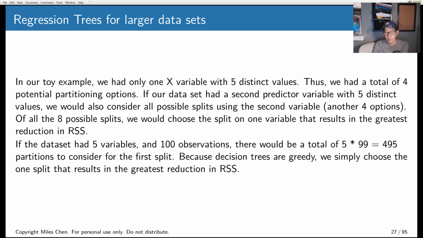If you have a bigger data set, let's say 100 observations and 5 variables, you would have a total of 495 partitions to consider, assuming all 100 observations had unique x values. So you would say, let's look at variable x1: there are 99 possible partitions to consider. Let's look at variable x2: 99 partitions to consider, and so on and so forth. You do this for all 5 variables, and of the 495 partitions, you use whichever split results in the greatest reduction in RSS.